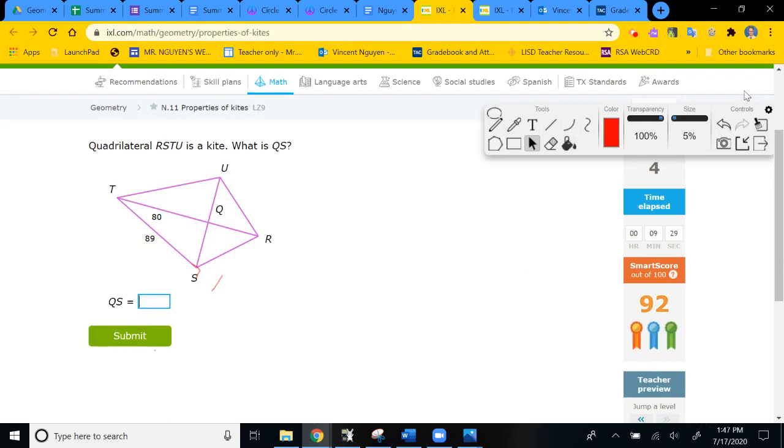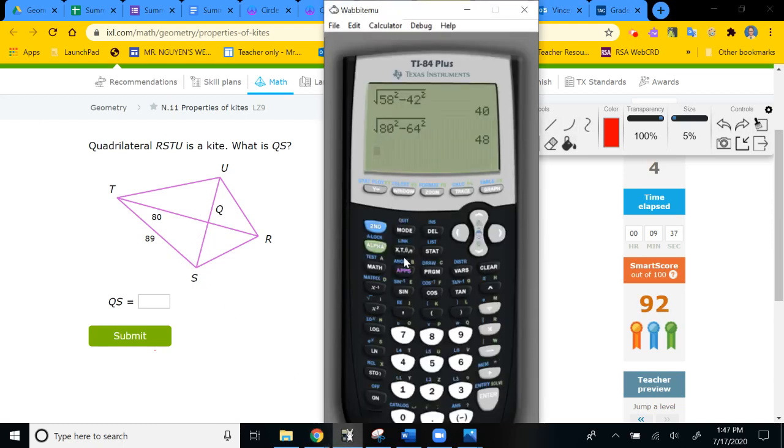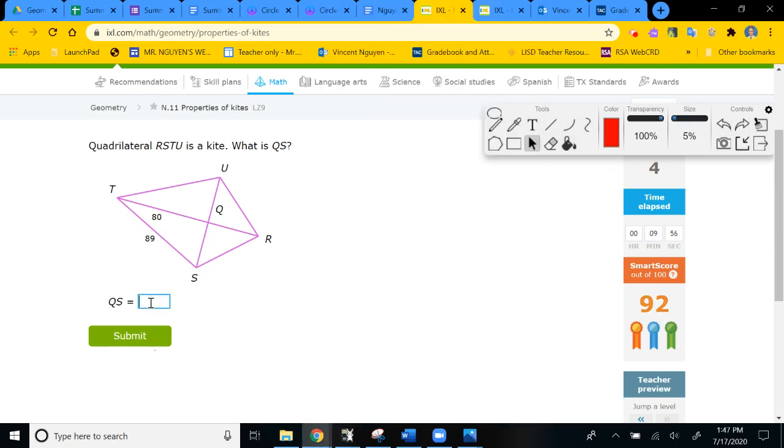Please give us a different type of problem. Not again. It's asking for QS again, which is Pythagorean theorem again. Okay. Can I jump level? No, I can't. I want to see a different type, like an angles problem. We're going to do 89 squared minus 80 squared. Enter. We get 39. Okay, I'll type in 39 here.